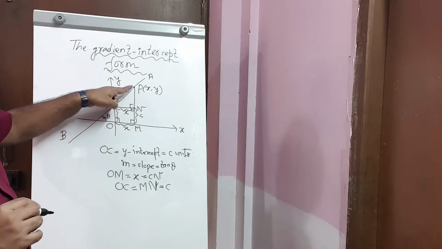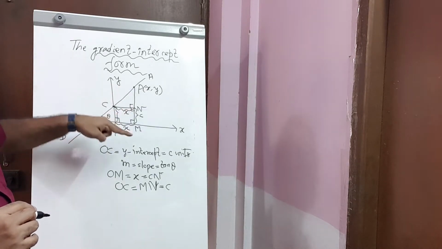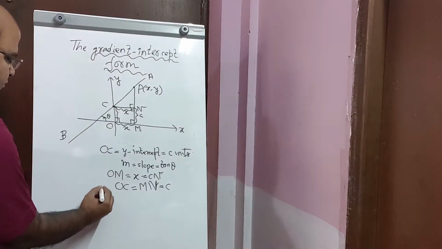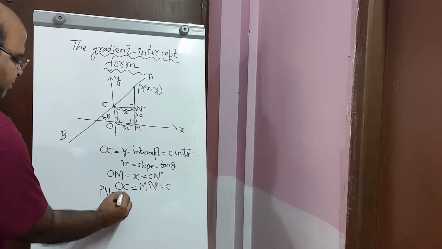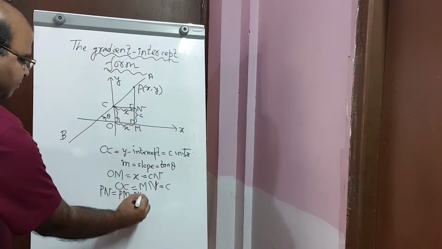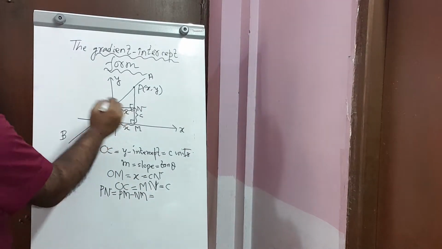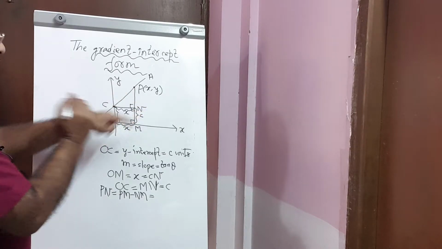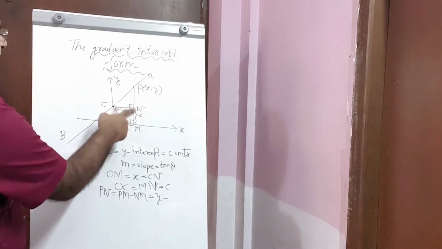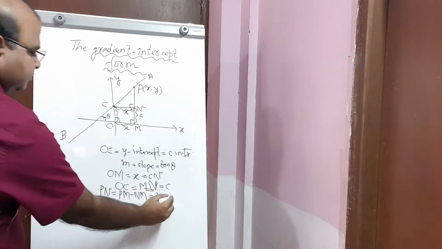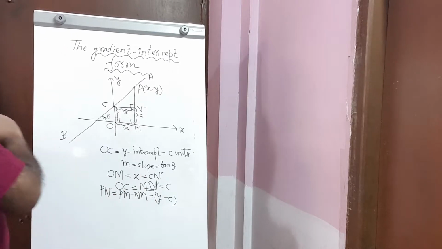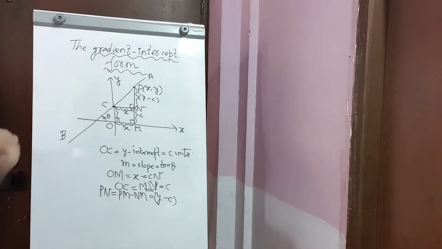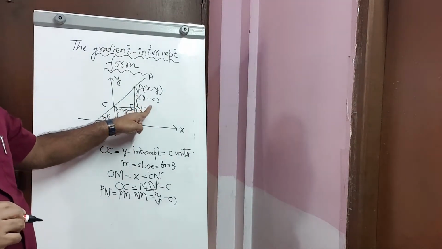So therefore, what is the length of PN? So PN can be expressed as PM minus NM. PN is nothing but PM minus NM, where PM is the ordinate of the point P itself, the height of the point P from x-axis, that is the ordinate, which is y. So PM is y minus NM, and here NM is c. So PN is given by y minus c. PN is y minus c units.